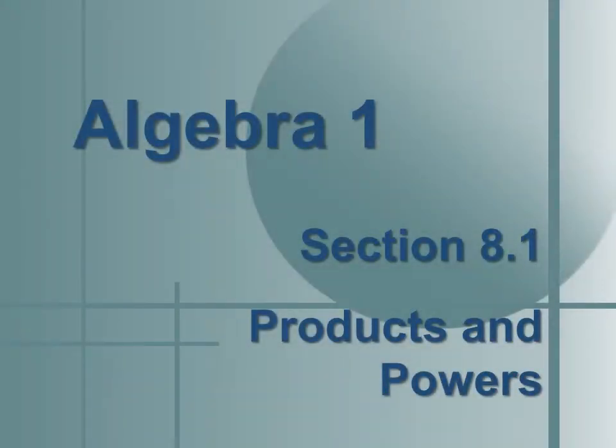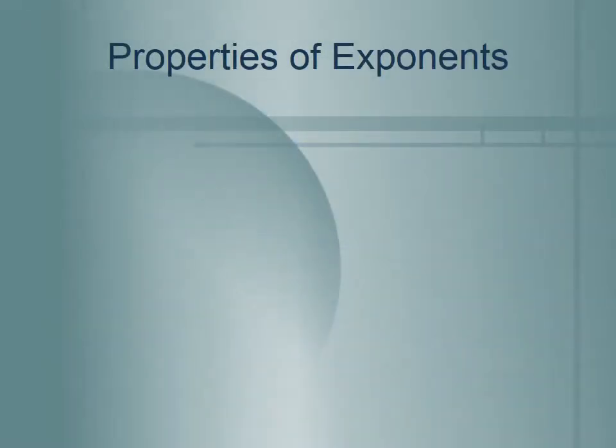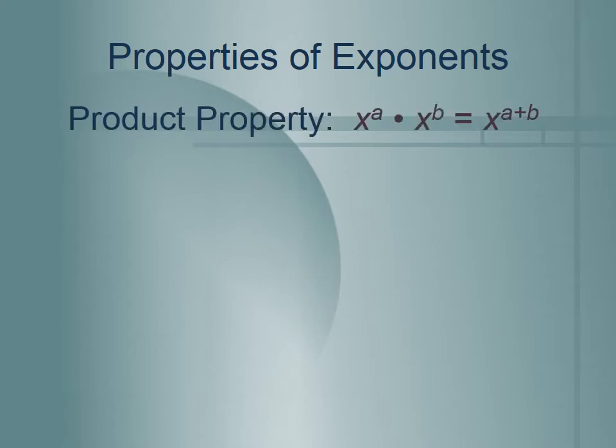Section 8.1 is about the product rule and the power rule for exponents. So we're going to learn the properties of exponents. The first property is the product property, which says that if you have x to the a power times x to the b power, it's the same thing as saying x to the a plus b power.